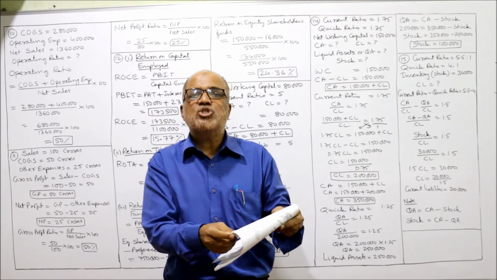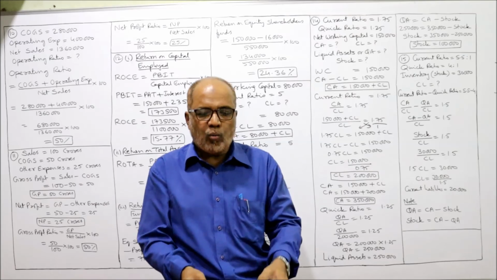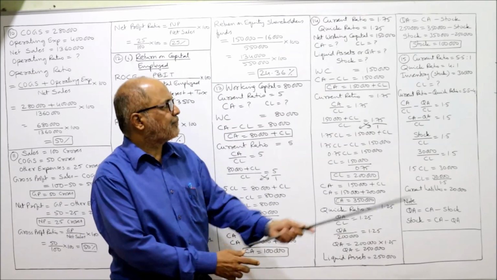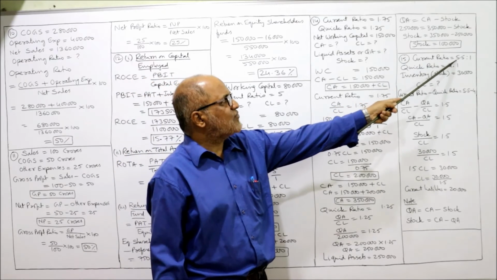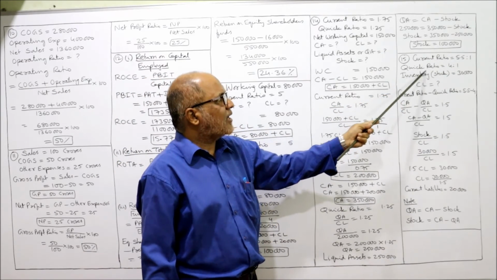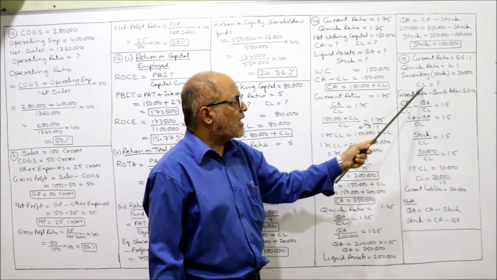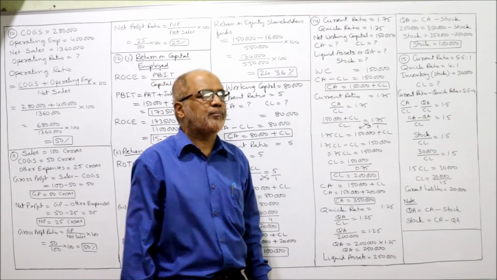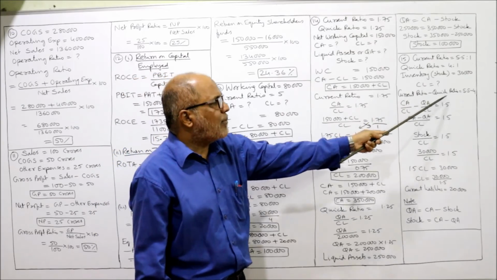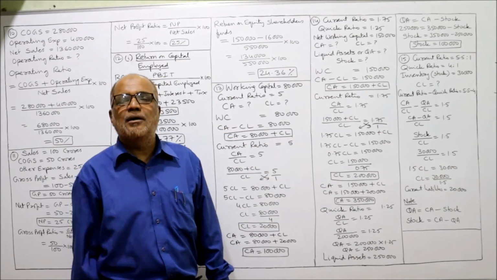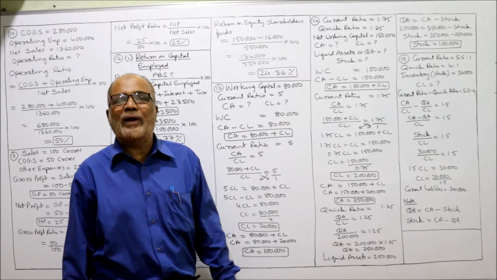Inventory means stock. Stock is 30,000. What are the current liabilities? We have to find out CL. Current ratio is 5.5 is to 1. Quick ratio is 4 is to 1. Inventory stock 30,000 rupees. Current liability how much? This is the problem. Now current ratio minus quick ratio. I am finding out the difference between current ratio and quick ratio.